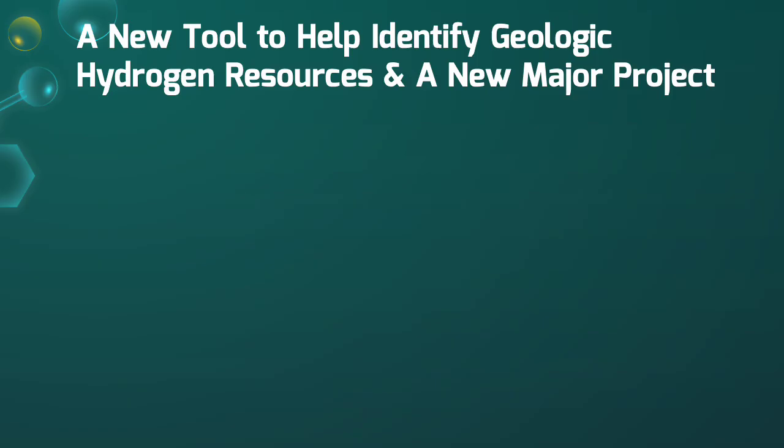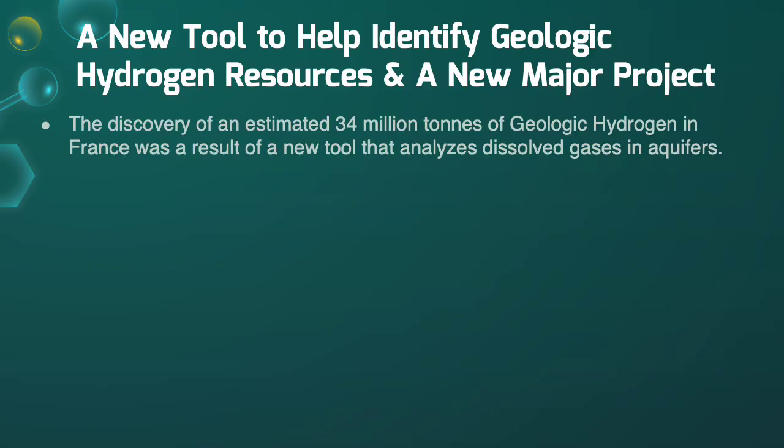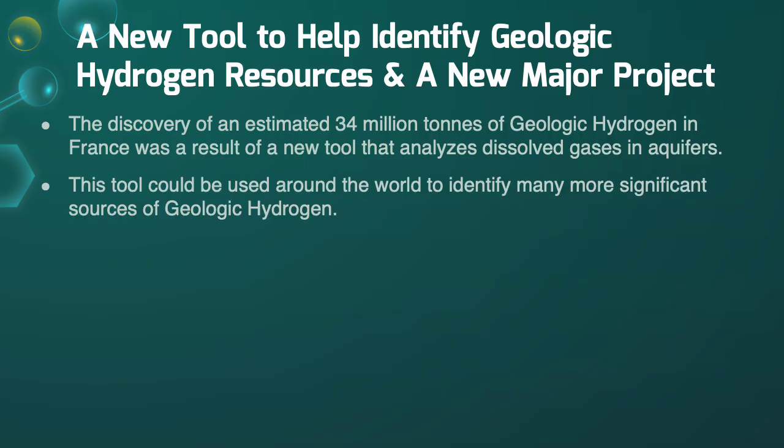A significant new tool has been developed to facilitate the identification of geological hydrogen resources. For example, the discovery of a potential resource of 34 million tons of geological hydrogen in France was made possible thanks to this tool, which analyzes dissolved gases in aquifers in situ. This tool could be used worldwide to identify many other important sources of geological hydrogen.